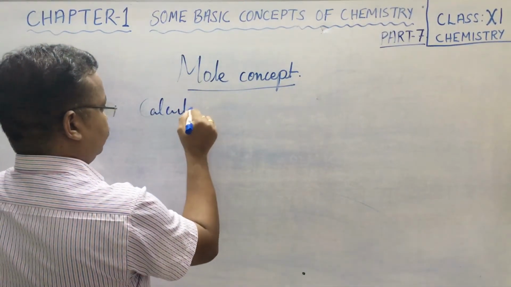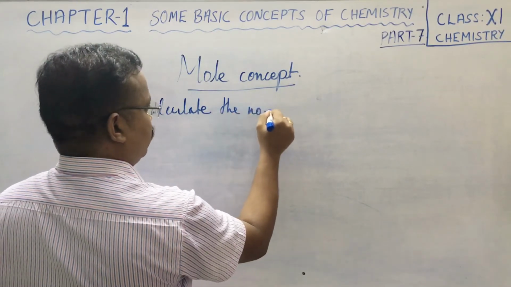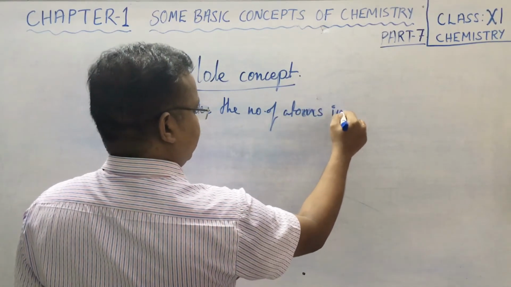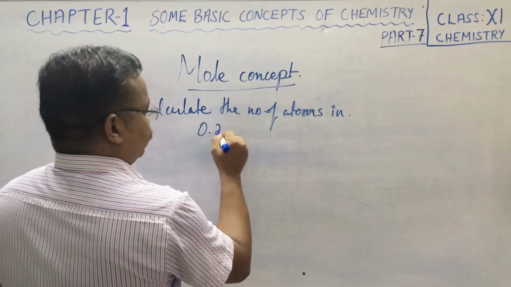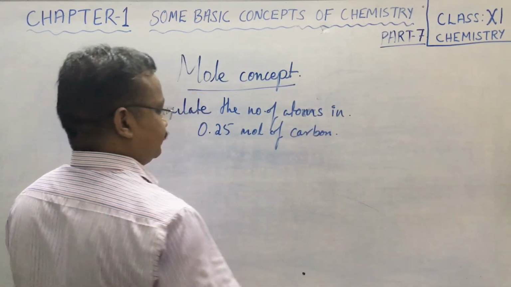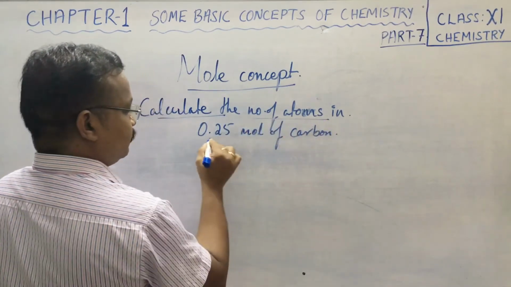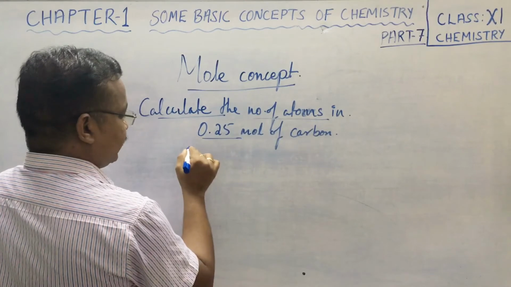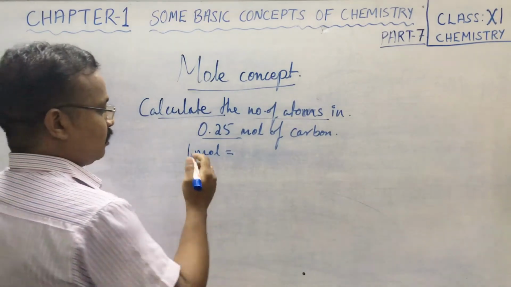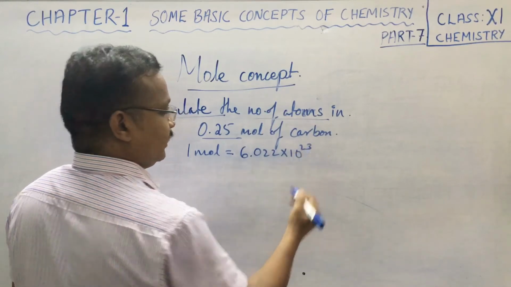Calculate the number of atoms in 0.25 mole of carbon. Okay, so now what is the question? Calculate the number of atoms in 0.25 mole of carbon. You know that 1 mole of carbon, or 1 mole of any substance, contains 6.022 into 10 raised to 23 number of particles.